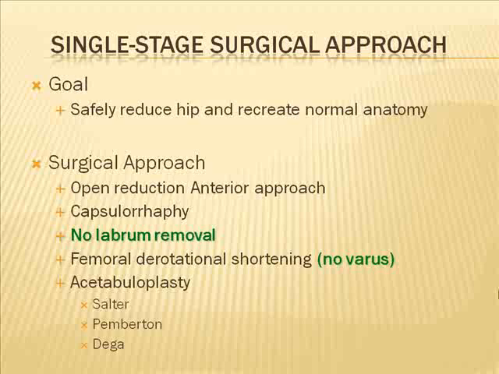normal anatomy. The surgical approach includes an open reduction, usually anterior approach. You can perform capsulorrhaphy. Do not remove the labrum. If it is a problem, you can do some radial cutting to allow the labrum to expand a little bit. The femoral shortening is important in those cases, especially in the older kids, and no varus component since the normal configuration of the femur is 125, 130 degrees.